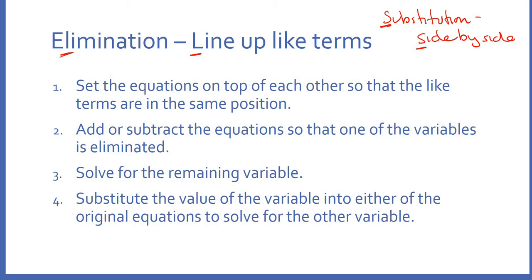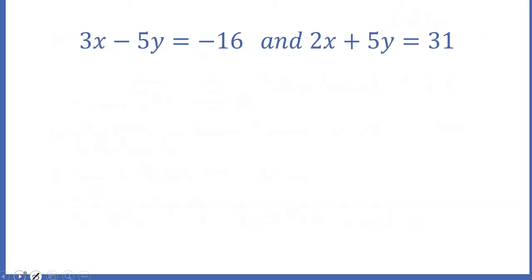So write down the 4 steps and then we'll do them together. So the first step, set the equations on top of each other so that the like terms are in the same position. I'll show you what I mean by that in just a second. Second, add or subtract the equations so that one of the variables is eliminated. Third, solve for the remaining variable. And last, we're going to use substitution. Once we have one variable's value, we can certainly find the other. So let's look at this.